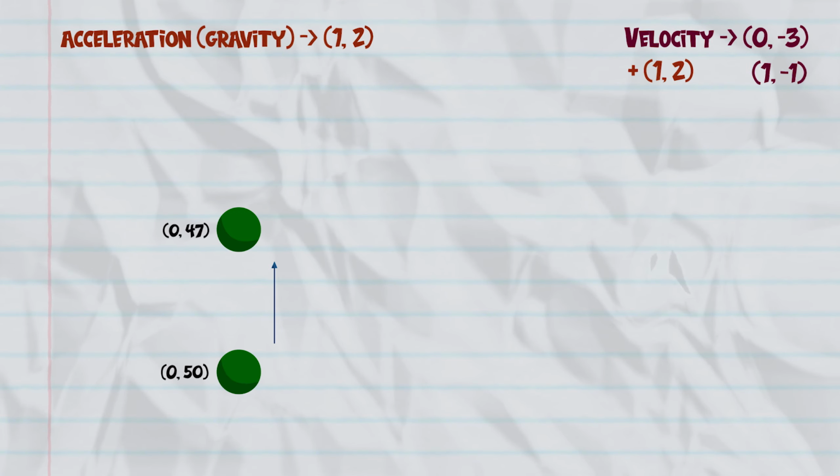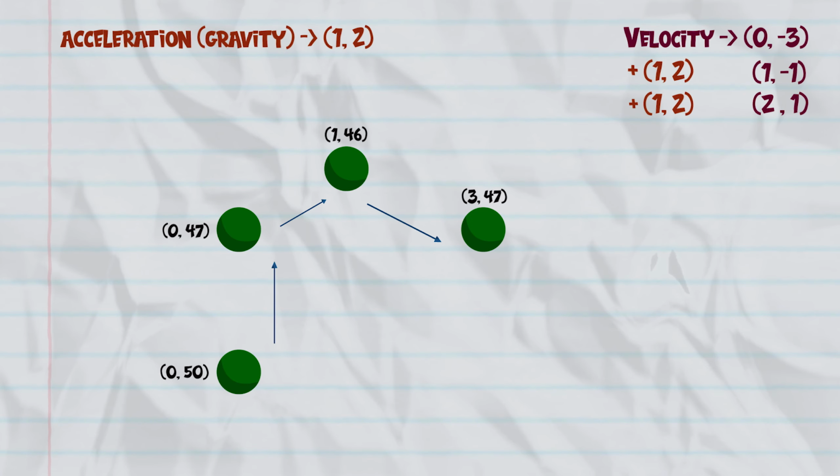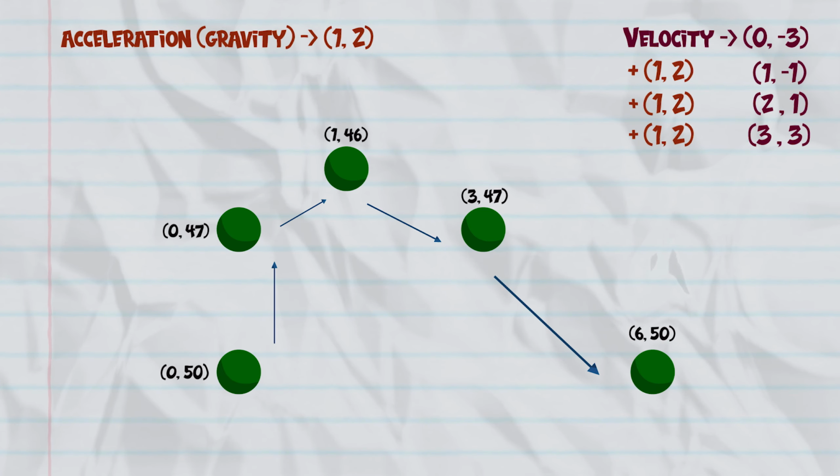On the next frame, velocity moves the circle to 146. Velocity is then updated to 2, 1. On the next frame, velocity moves our circle to 347. Velocity is then updated to 3, 3. Velocity then moves the circle to 650, and this pattern continues. The process of adding acceleration to velocity and velocity updating the position is called the Euler method. We have exactly what we need to create our explosion. So let's go ahead and build that out.